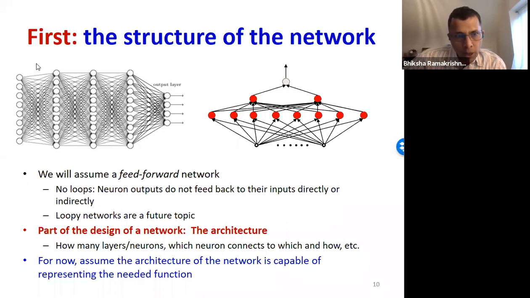So now a major part of designing such a network is the architecture of the network. How many layers do we have? How many neurons do we have in each layer? We discussed this in detail in the last class. For now, for the rest of the series, we are going to assume that we have somehow obtained an architecture for the network that is capable of representing the needed function. So we're not going to worry about the architecture of the network.